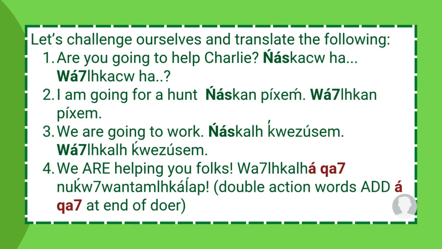But if we say Was Kauha Nukwan Kush Charlie, it's just, are you going to help him? Wa again means being busy with. So are you going to help with? And not mobile, moving to go and help someone somewhere. Go and help Charlie. So I am going for a hunt. So Nash can pechem and was can pechem. How does the context change when we say that phrase using Nash and wa? So Nash can pechem, was can pechem.